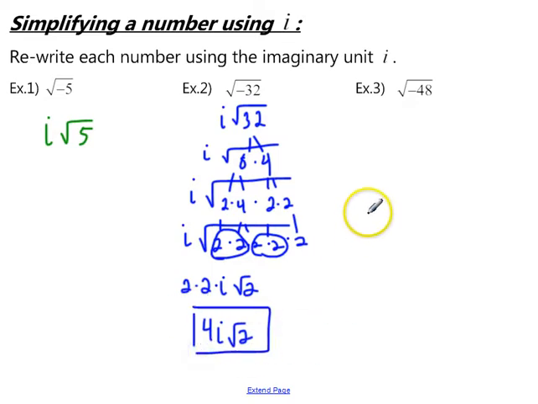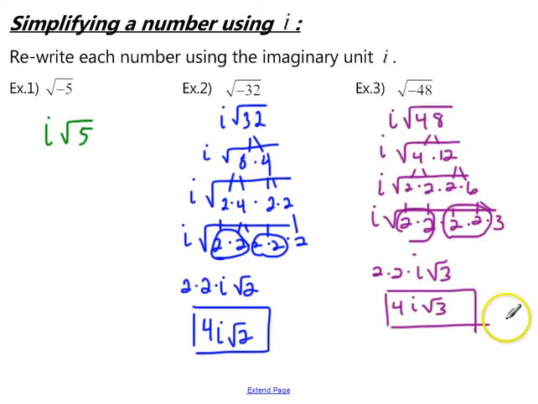Okay, now I want you to follow that model, and I want you to simplify example 3 and check back with me when you're finished. Hopefully you got a final answer of 4 times i times the square root of 3. Now if you didn't, most likely you might have missed one of the factors in your factor tree, so go back and double check your work and make sure you do not forget about that i that we pulled out in the very beginning.